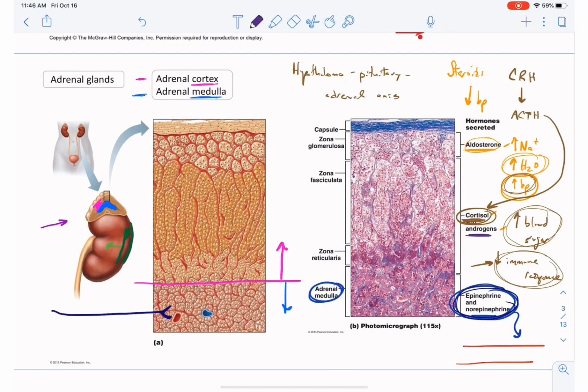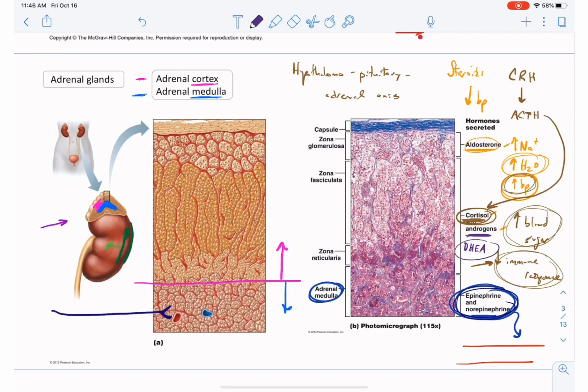Then we have androgens. And androgens are male sex steroids. And when you think of male sex steroids, you think of testosterone. And testosterone is by far the most potent male sex steroid. But the adrenal cortex is going to release other androgens that are less potent. And an example of that is DHEA, which stands for dehydroepiandrosterone. And this is an androgen, but it has weak androgenic activity.